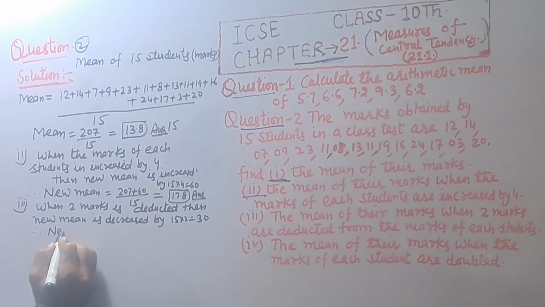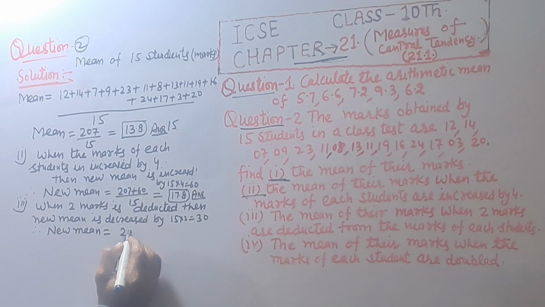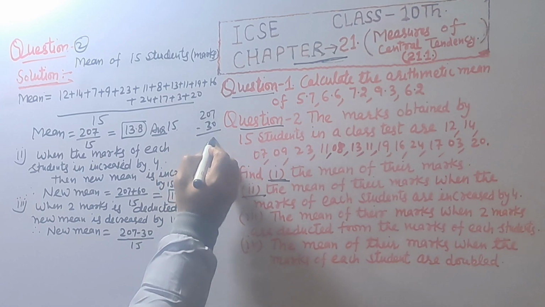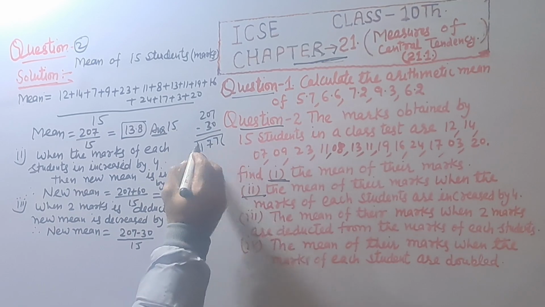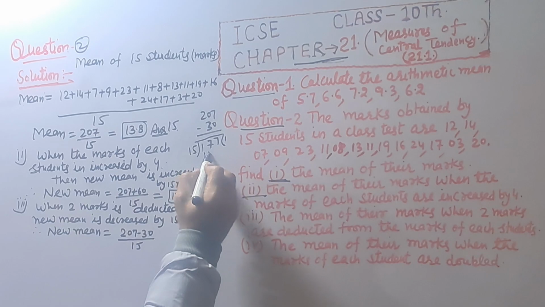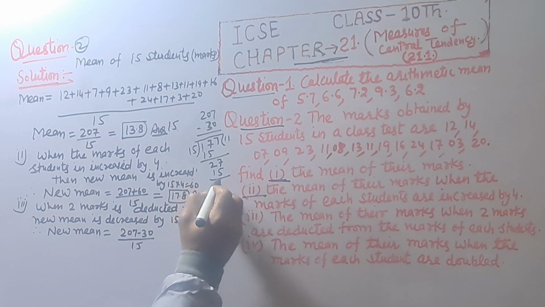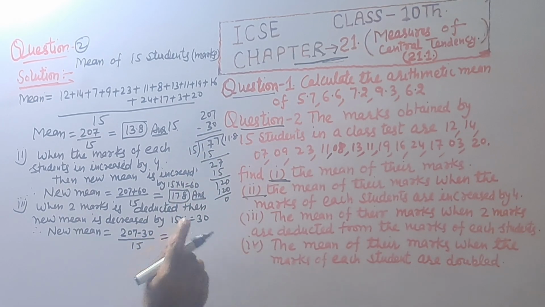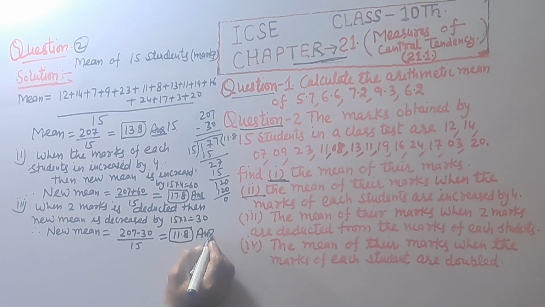So new mean is equal to 207 minus 30 divided by 15. 207 minus 30, that is equal to 177, divided by 15. 15 ones are 15, 27, 15 ones are 15, 12.0, 15 eights are 120. So their mean is equal to 11.8. Answer.